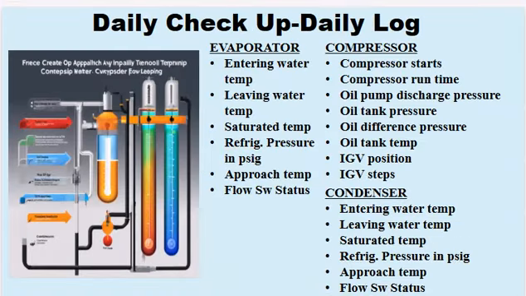The daily checkup log for the evaporator section encompasses several vital parameters that must be monitored to ensure optimal system performance and early detection of potential issues. The monitoring process begins with recording the entering water temperature, which establishes the baseline for evaluating the system's cooling efficiency. This is followed by measuring the leaving water temperature, which must be lower than the entering temperature to confirm that proper heat exchange is occurring within the system. The saturated temperature reading provides crucial information about the refrigerant state within the evaporator.